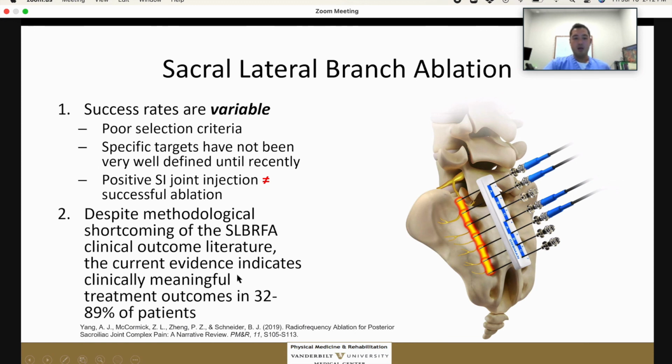Although there's some evidence of meaningful outcomes with an ablation, I think future literature is going to focus on patients who get an ablation after they've done a sacrolateral branch block.